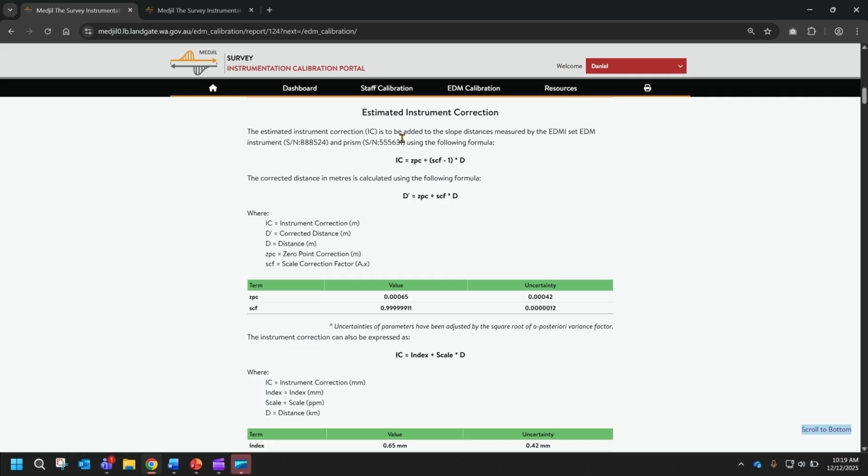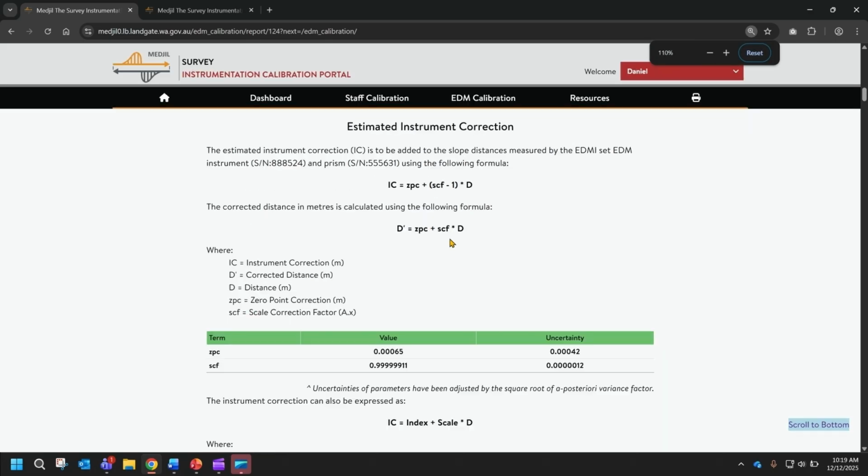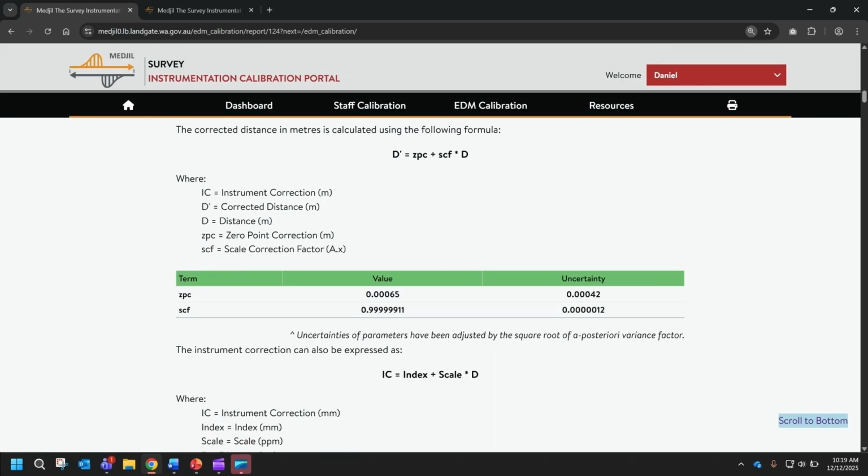So let's ignore this first equation here for now. I'll come back to that. Let's have a look at this equation here. Might even scroll in a little bit, make it a little bigger. So this states d dash, where d dash is the corrected distance in meters, is equal to ZPC, which is the 0-point correction in meters, plus CF, the scale correction factor, multiplied by D, which is distance in meters.